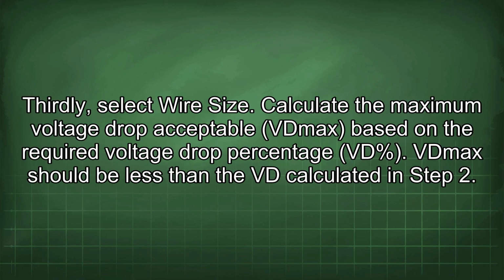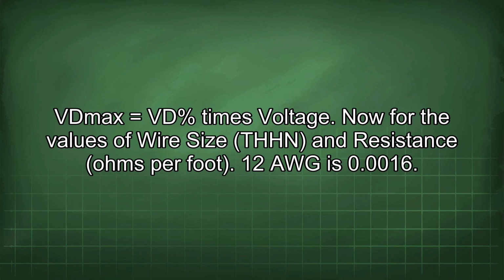Thirdly, select wire size. Calculate the maximum voltage drop acceptable, VD max, based on the required voltage drop percentage, VD%. VD max should be less than the VD calculated in step 2. VD max equals VD% times voltage.